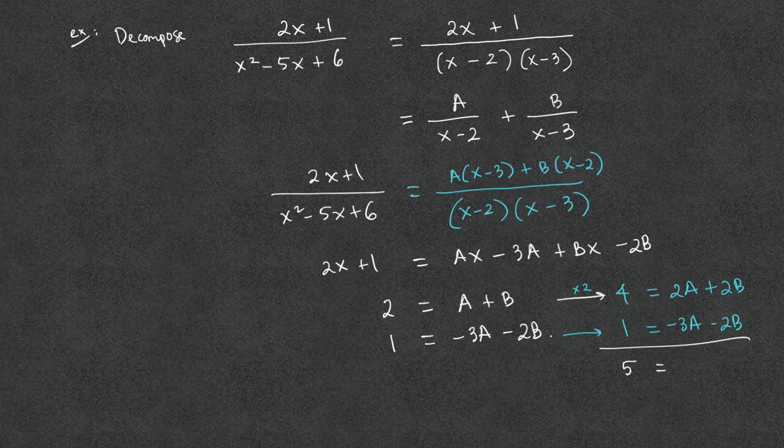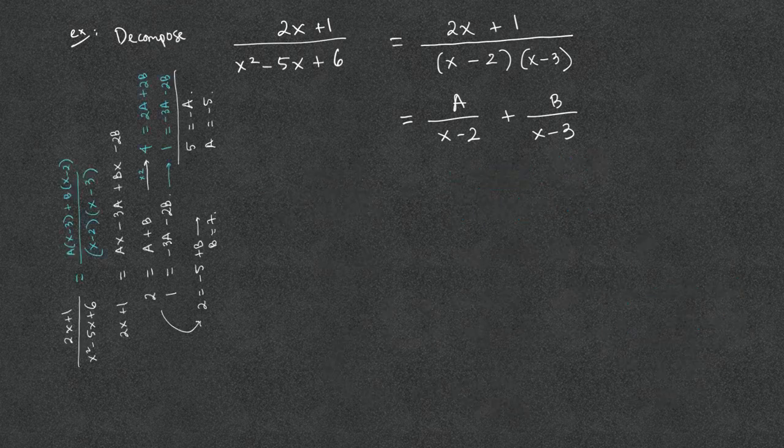5 equals minus a. Thus, a equals minus 5. And if a equals minus 5 and 2 equals a plus b, then b needs to be 7. Thus, the partial decomposition for this rational expression is minus 5 over x minus 2 plus 7 over x minus 3. How do we know that this works?